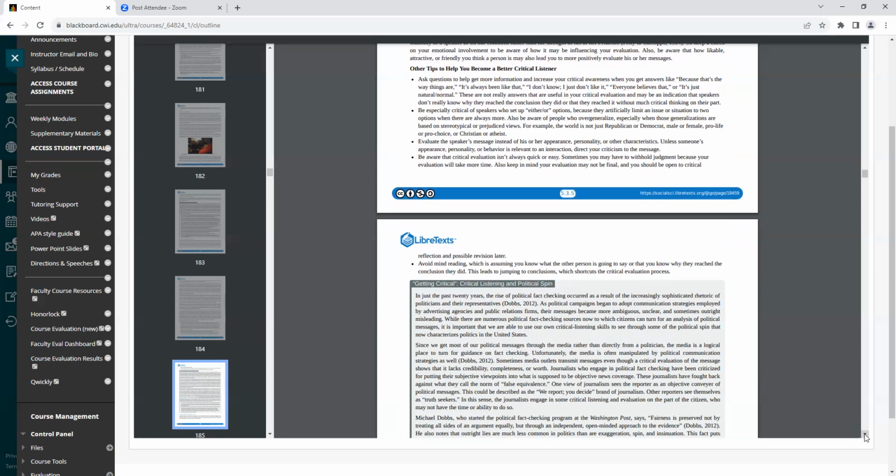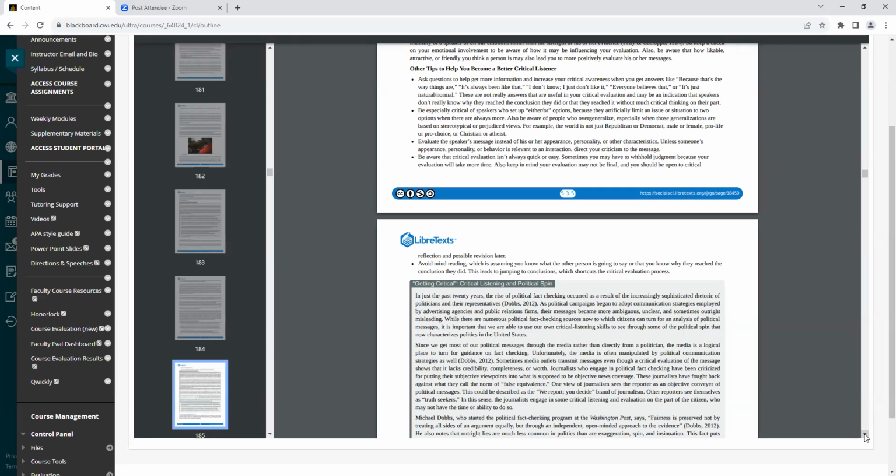Be especially critical of speakers who set up either-or options because they artificially limit an issue or situation to two options when there are always more. Always be aware of people who overgeneralize, especially when those generalizations are based on stereotypical or prejudiced views. For example, the world is not just Republican or Democrat, male or female, pro-life or pro-choice, or Christian or atheist.